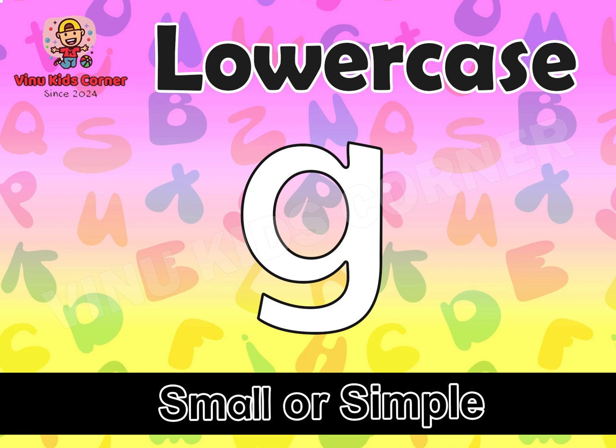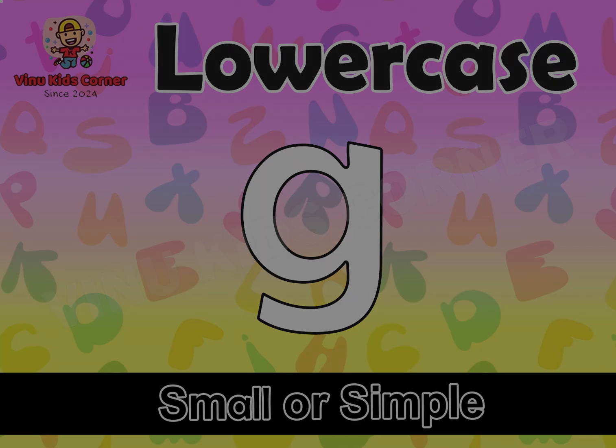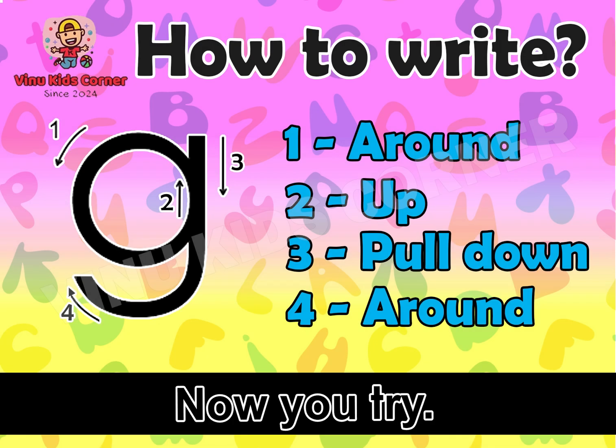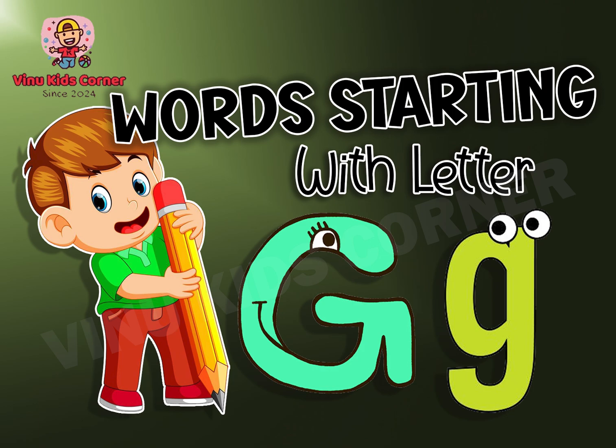Here is a letter G in lowercase. It is also known as a small or simple letter. Now we are going to write lowercase g. Start in the middle and go all the way around. Next, go back up to the middle and then go down and around to the bottom. Now you try. Shall we learn words starting with letter G?